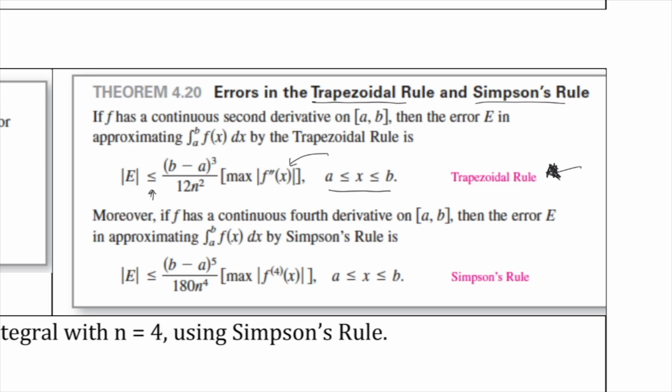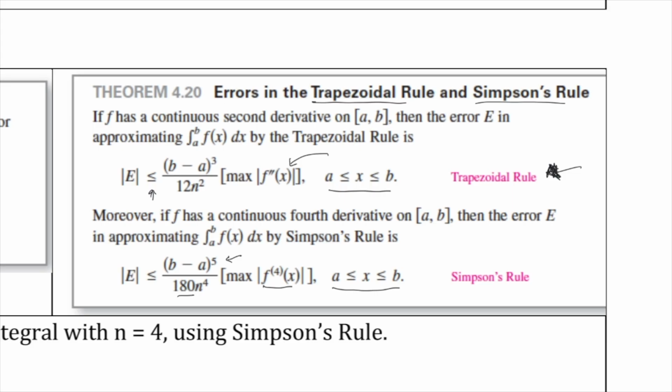Now, Simpson's rule has a different error. The error is less than or equal to, now this one is (b minus a) over 180. Here's your n to the fourth. So the more n values, the less error you're going to have. Your b minus a is raised to the fifth power. Then we'll multiply by the maximum of the fourth derivative on the interval [a, b] again.